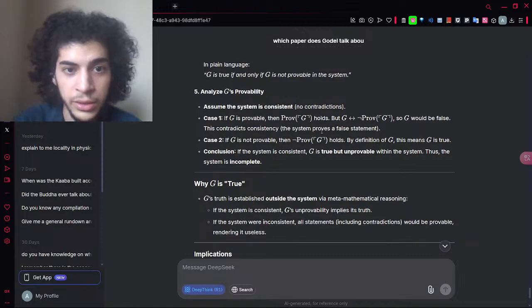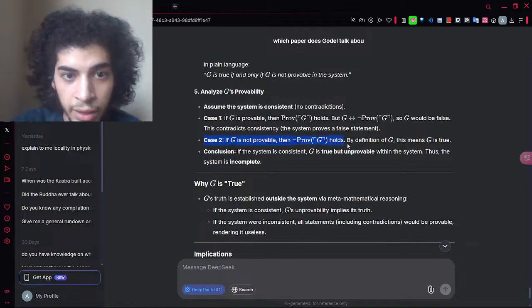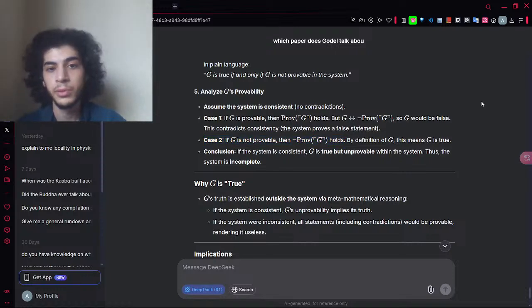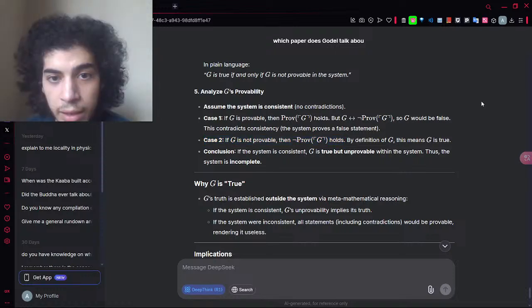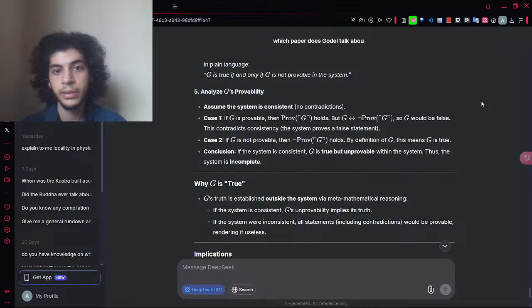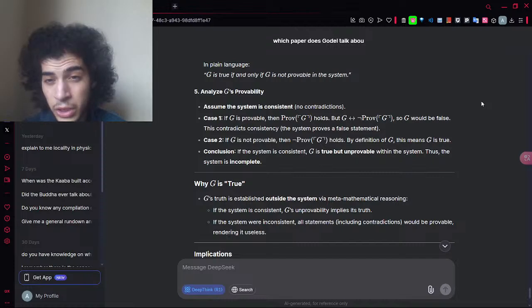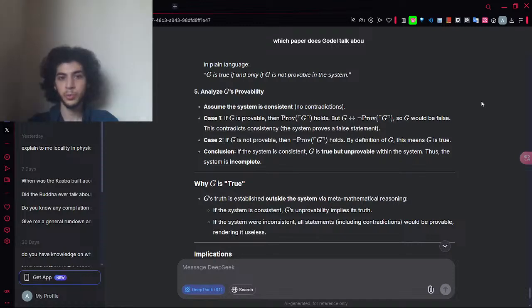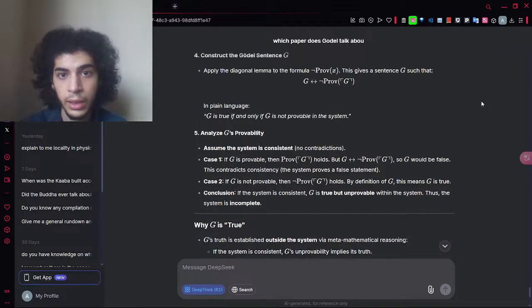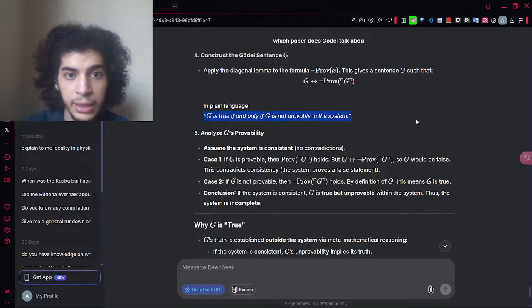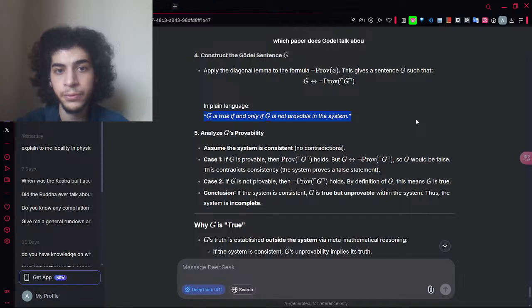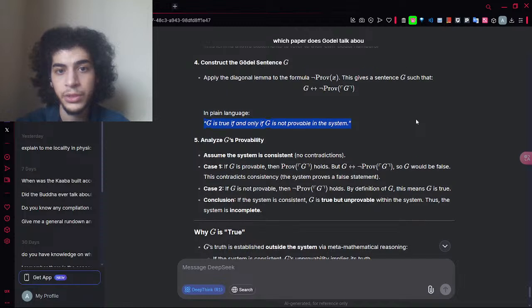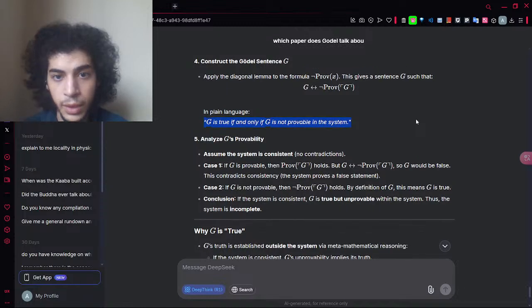The real butter here is in case two. Case two, if G is not provable, then bar provability, the Gödel number G holds. By definition of G, this means G is true. Okay, so if statement G is not provable, then that statement is true because we define G as true if and only if G is not provable in the system.